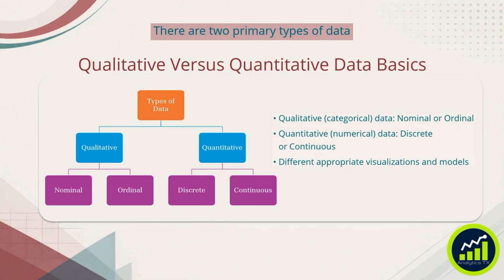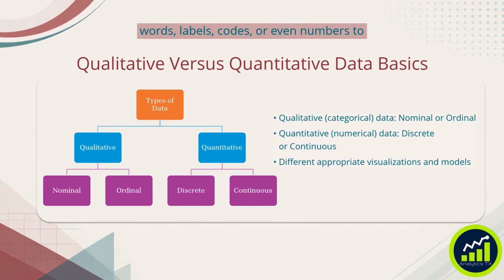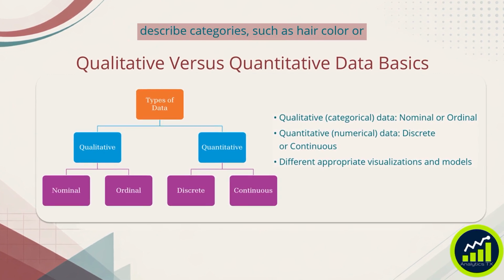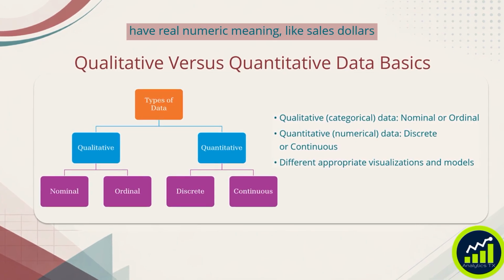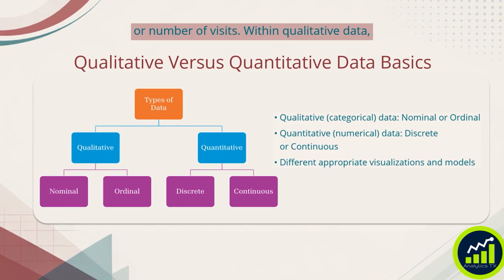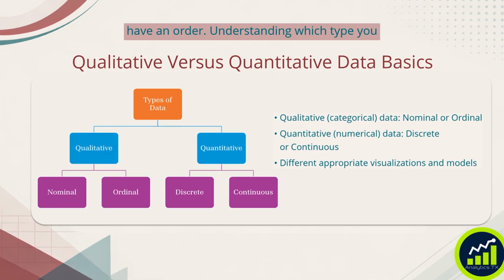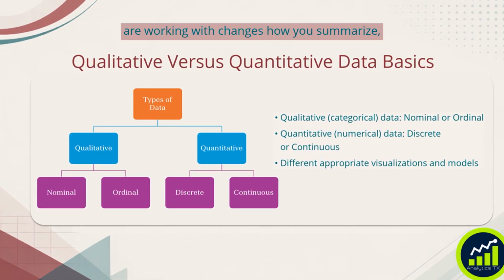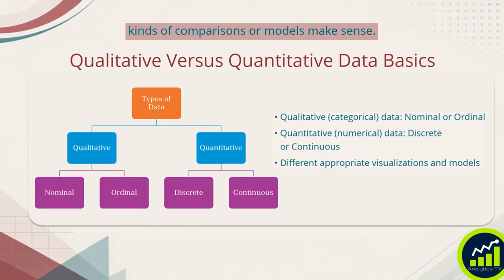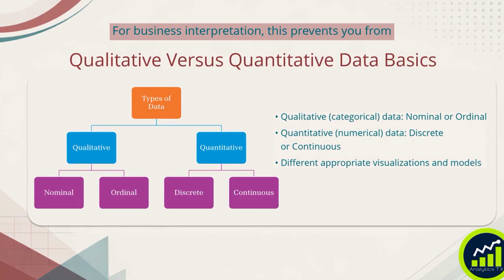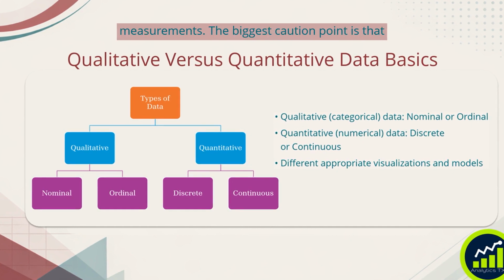There are two primary types of data, qualitative and quantitative. Qualitative data uses words, labels, codes, or even numbers to describe categories, such as hair color or satisfaction levels. Quantitative data uses numbers that have real numeric meaning, like sales dollars or number of visits. Within qualitative data, some categories are just names, while others have an order. Understanding which type you are working with changes how you summarize, present, or visualize the data, and what kinds of comparisons or models make sense. For business interpretation, this prevents you from treating labels as if they were precise measurements.